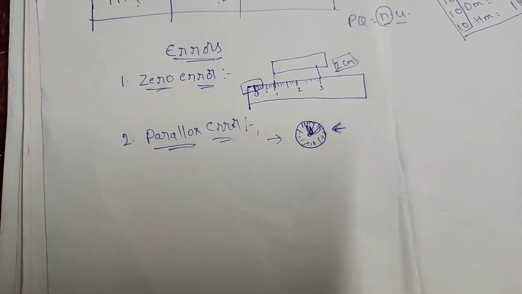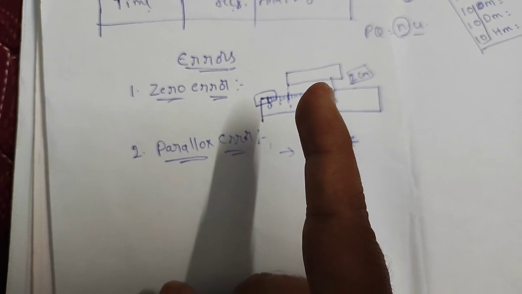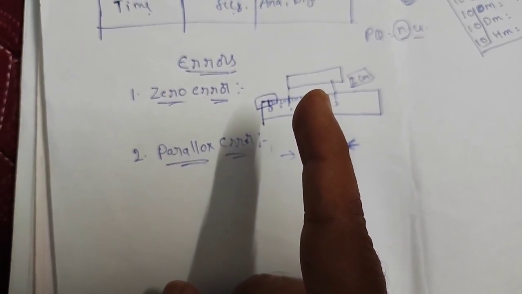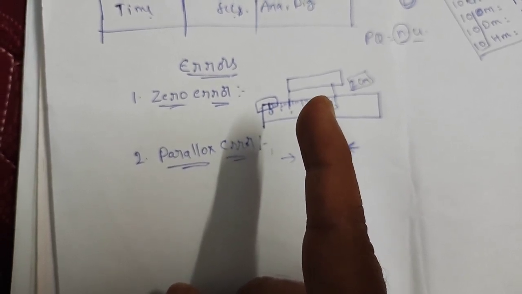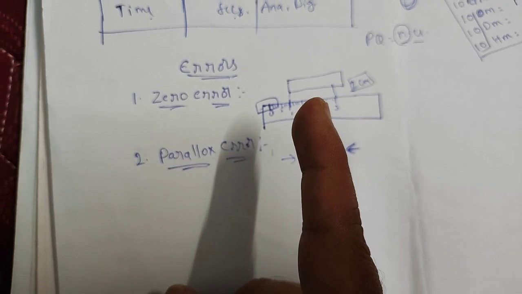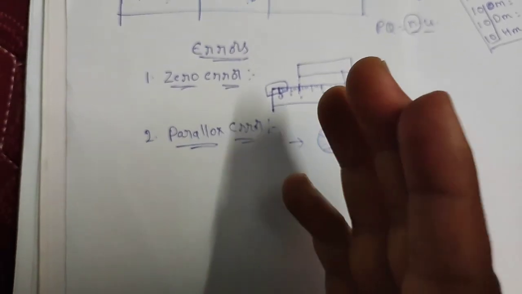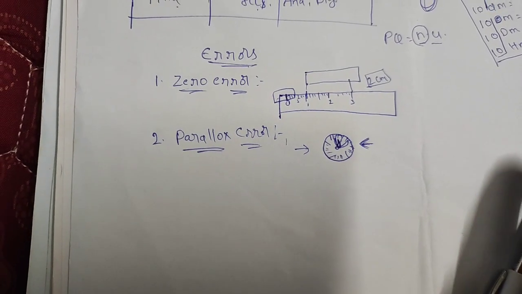Otherwise you do one thing, just take a finger. This is my finger. If you close your right eye and watch it with your left eye, it will appear slightly rightish. In case you close your left eye and open your right eye, it will move somewhat leftwards. So this is what parallax error is.